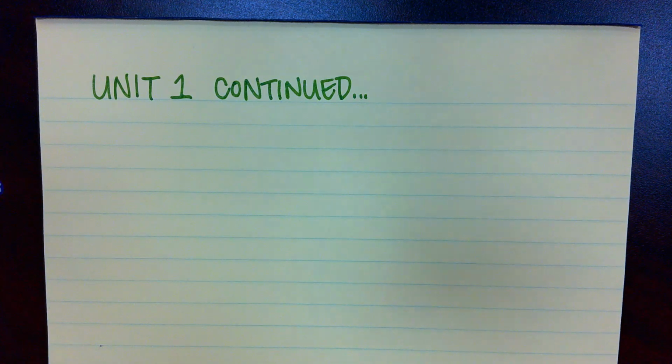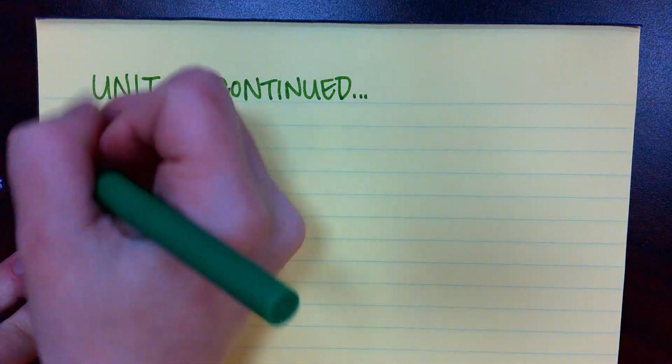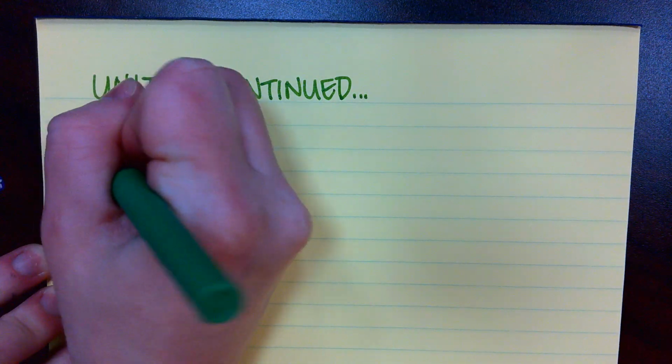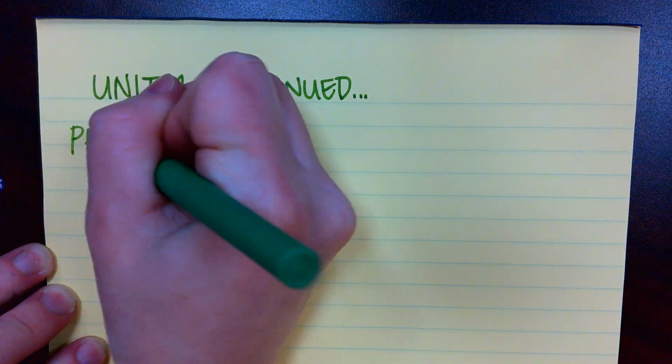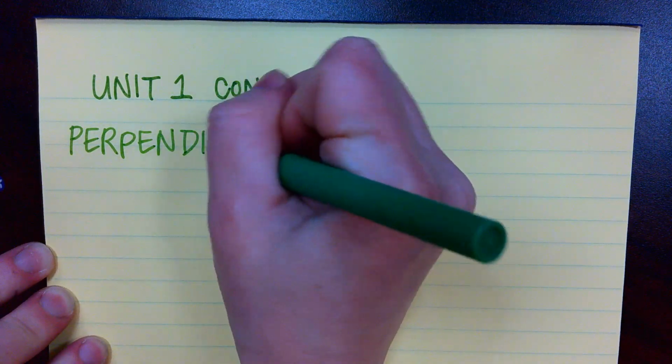Okay, and we are going to start with 3 new words, or maybe they're words you've heard before and just don't remember the meaning, or maybe you know the words and you know the meaning. I guess we'll find out. The first word is perpendicular.